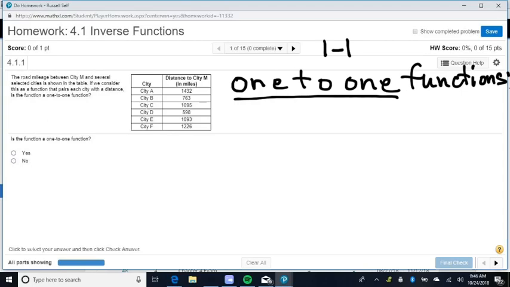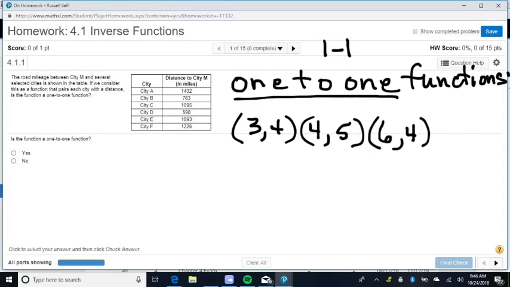Okay? So say, for example, we had 3, 4, 4, 5, 6, 4. Now this is indeed a function because 3 gives you one value, 4 gives you another value, 6 gives you another value. All right? But it is not a one-to-one function because if you look at it, here we have 4 and here we have another 4 in the y position. And so that's the difference for these special functions.